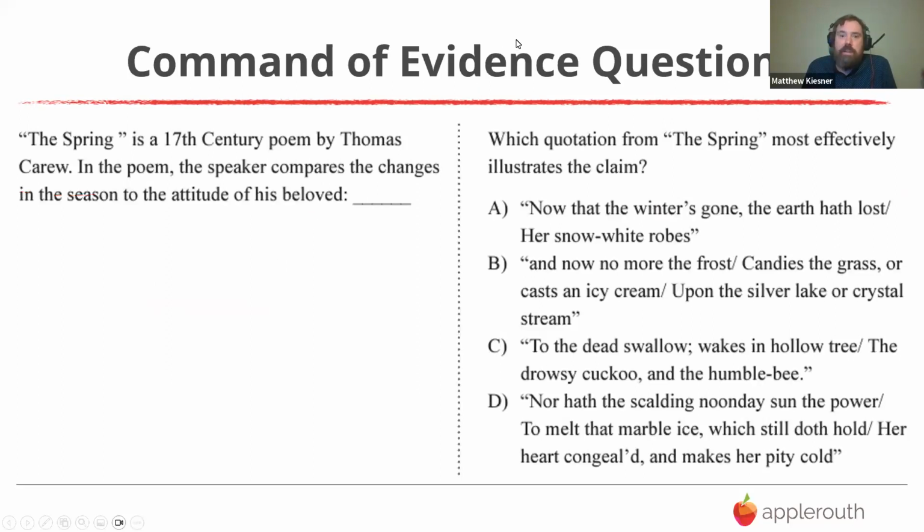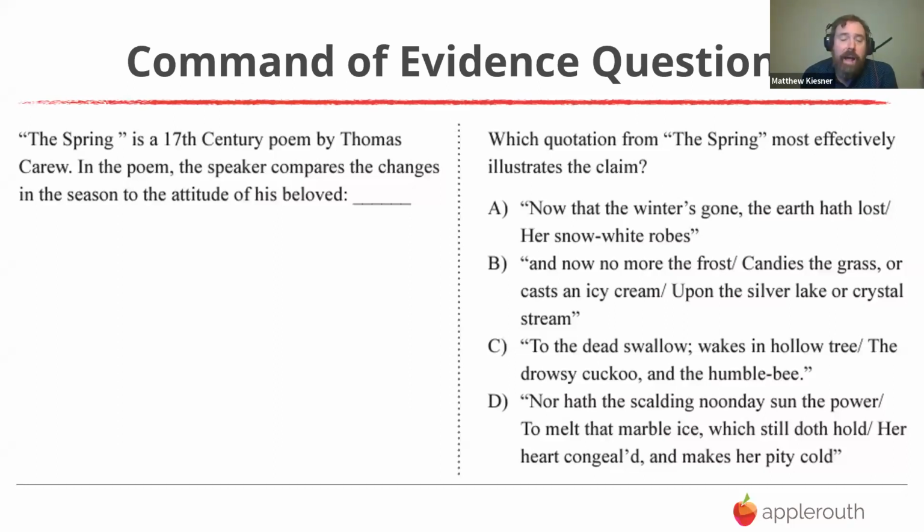Next one here is command of evidence. So we see a couple things that are new on this test. Like this one, where there's a claim. It says that in this poem, the speaker compares changes to the seasons to the attitude of his beloved, so there's a comparison. And then if you look at the answer choices, they are lines from the poem.